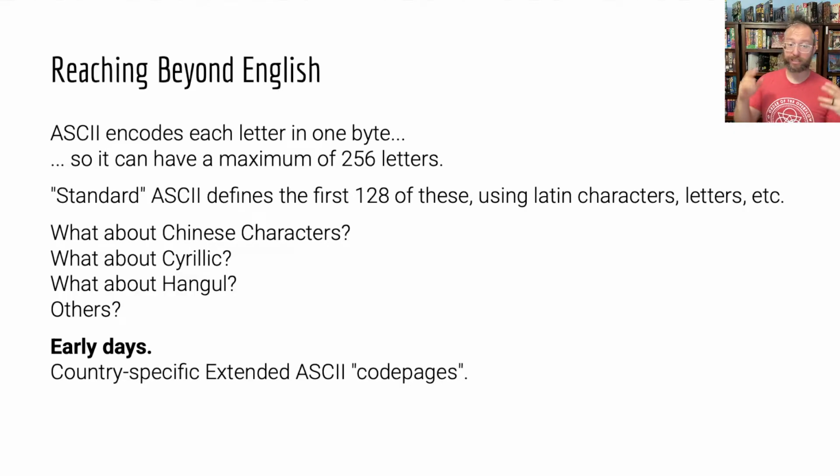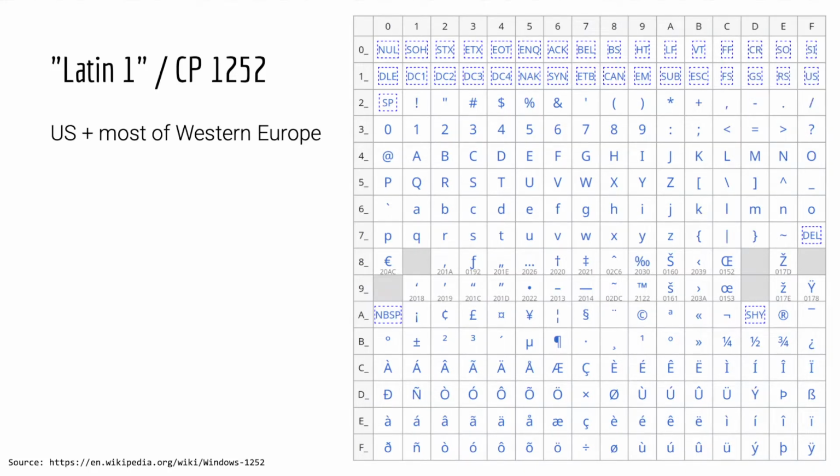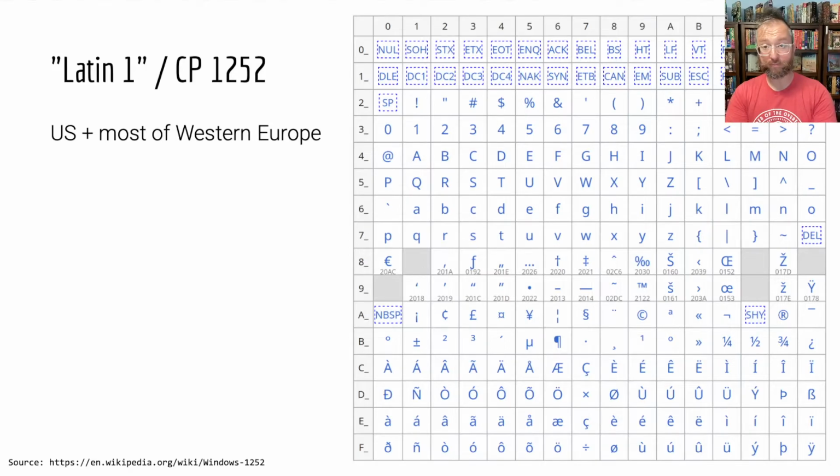And you ended up with these country-specific extended ASCII code pages. This is an extended ASCII code page for actually Western Europe. So here it's standard ASCII from 0 to hex 80 roughly, and then above that you can see interesting stuff, the Euro, different Eurocentric ways of writing different letters, etc. Right?